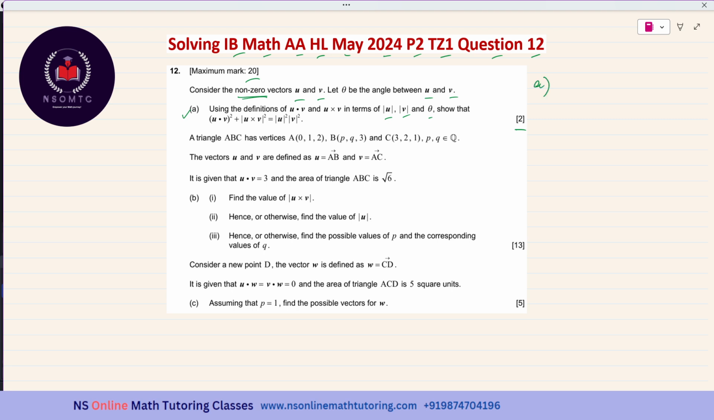So, first of all, let us write the formulas for the dot product and cross product between u and v. u dot v is equal to the magnitude of u times the magnitude of v times cos theta, the cosine of the angle theta, which is between the two vectors u and v.